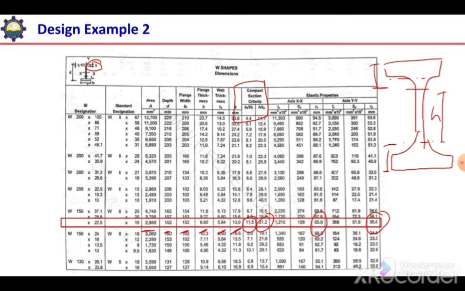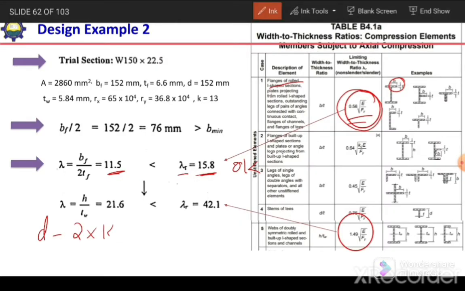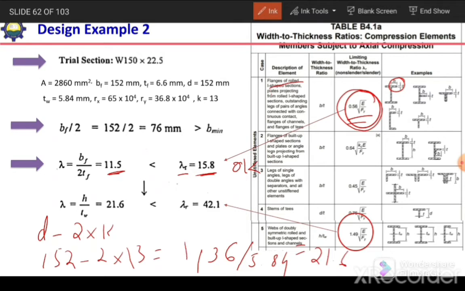So K value I have already noted, it is 13. So here we can calculate D is 152 minus 2 times 13. So it is 152 minus 26, 126. So H is 136 divided by TW, 5.84. So it will give us 21.6. So this lambda value will be equal to 21.6 here. So we need to compare it with lambda R.